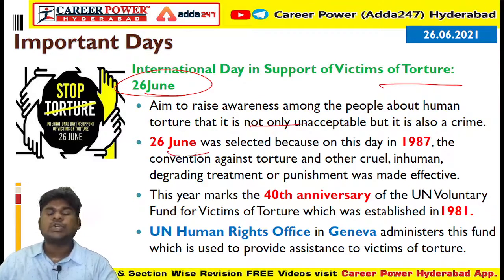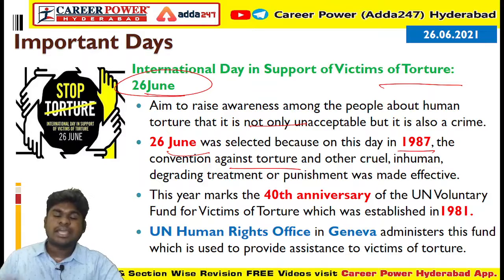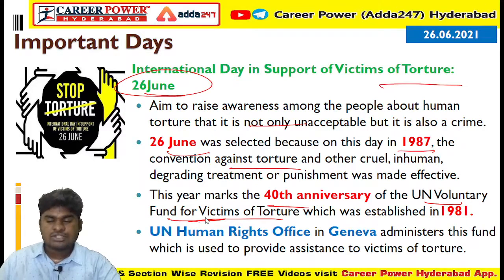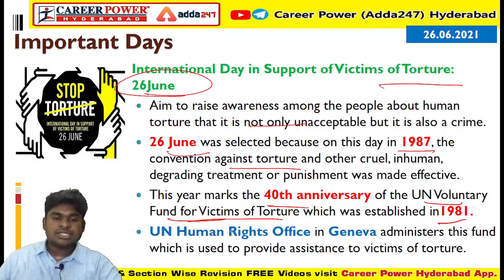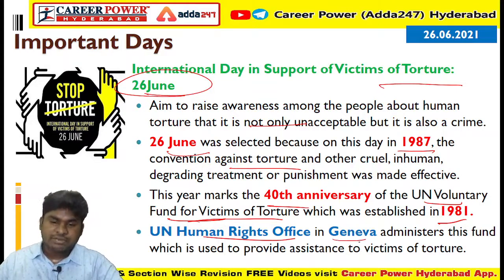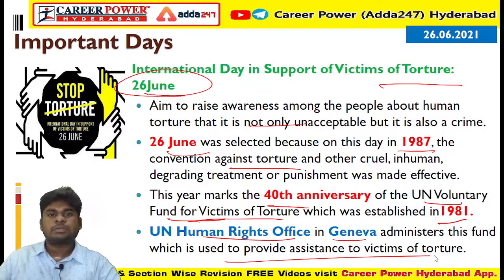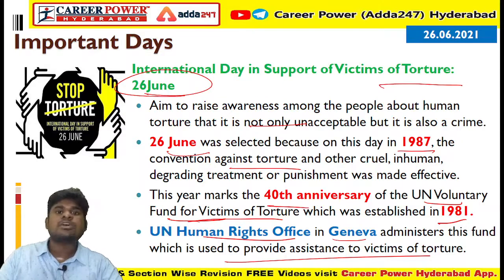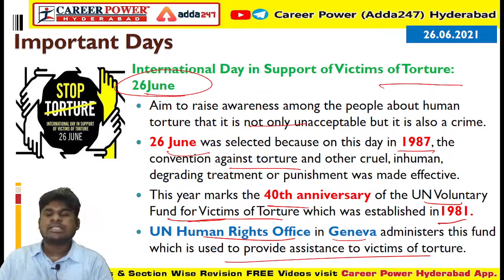And 26th June is selected because on this day in 1987, the convention against torture came into force, which makes torture punishable. This year is the 40th anniversary of the UN Voluntary Fund for Victims of Torture, which was established in 1981. This fund is administered by the UN Human Rights Office, which is present in Geneva. They provide assistance to the people who are victims of torture.